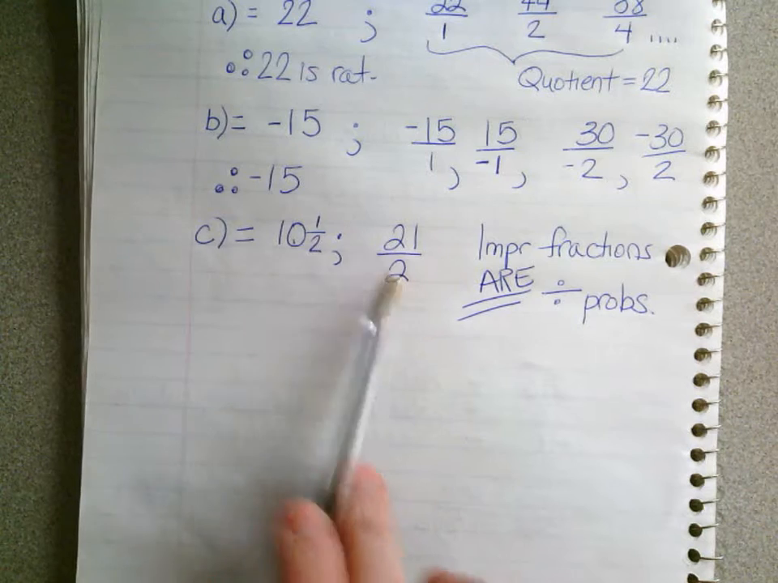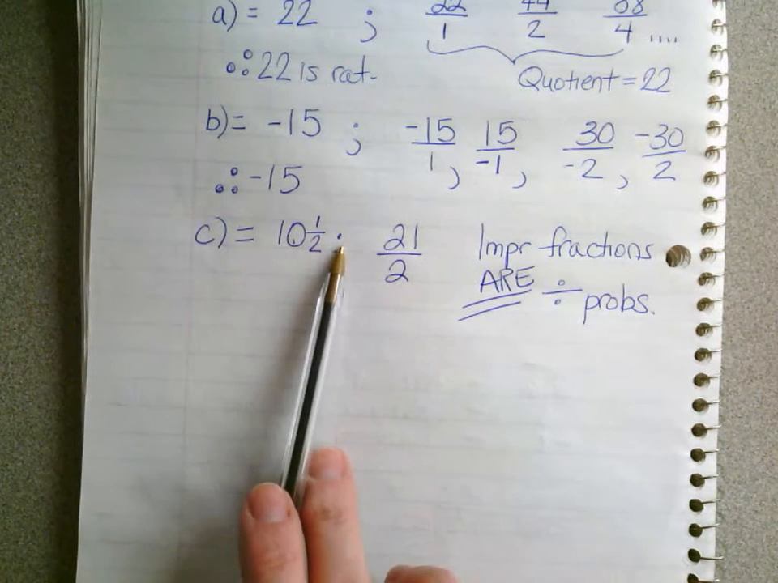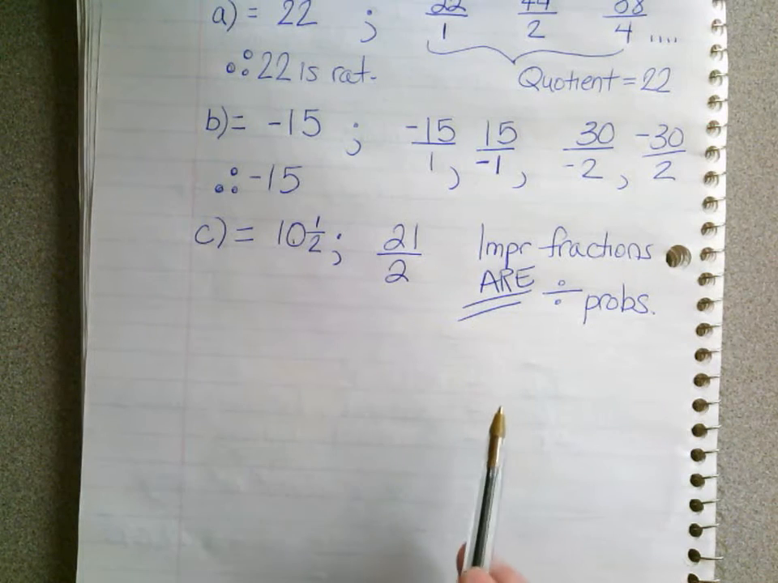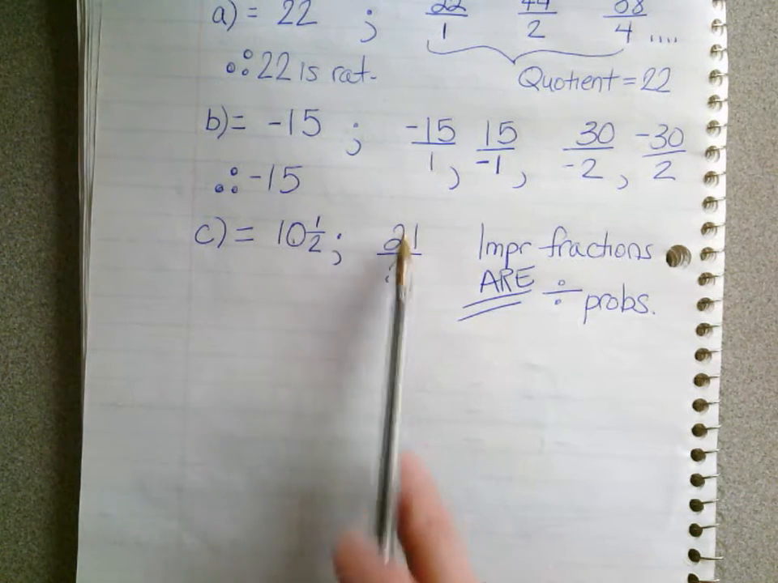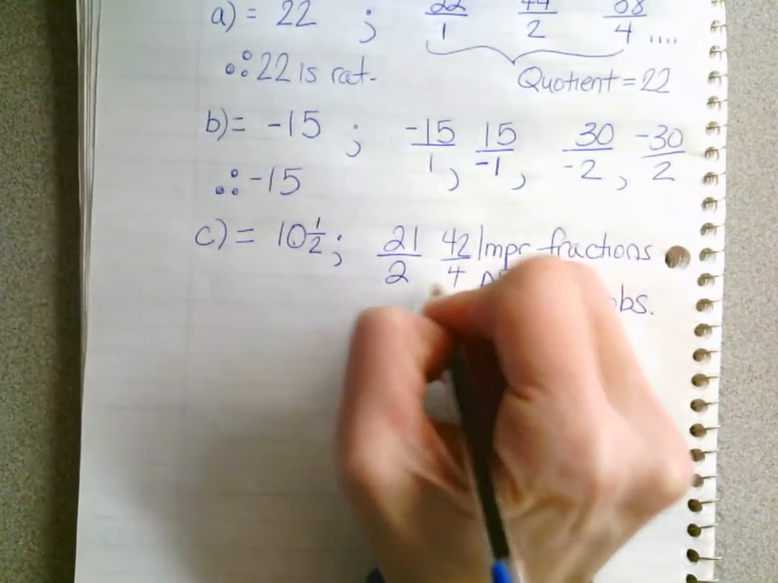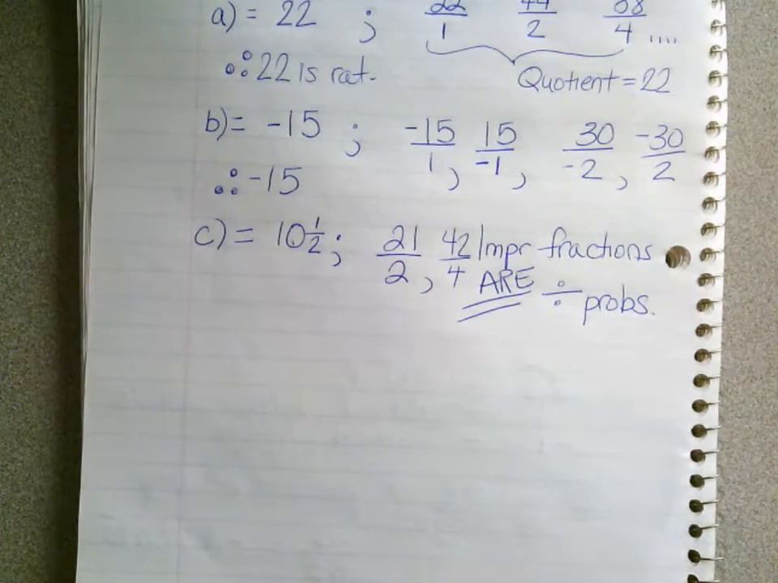Give me another example that would come up with a quotient of this. Double both pieces and you have another one. Can you double both of these pieces? Go ahead, Al. 42 divided by 4. Yep, 42 over 4 would also work.